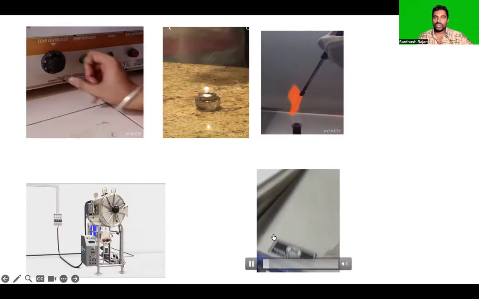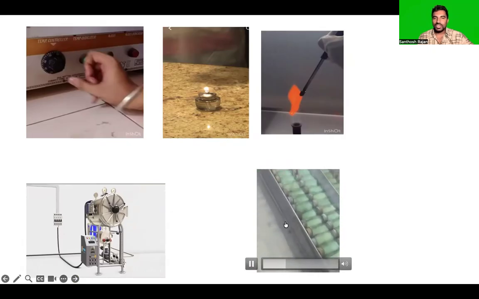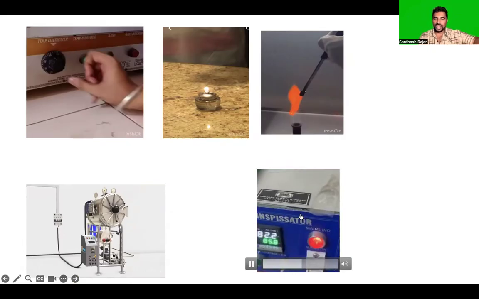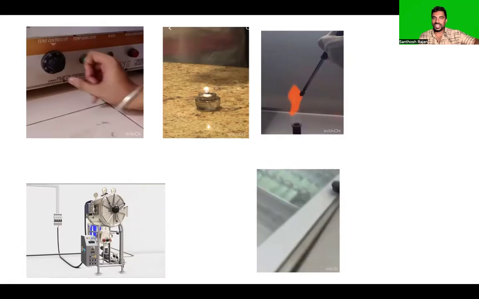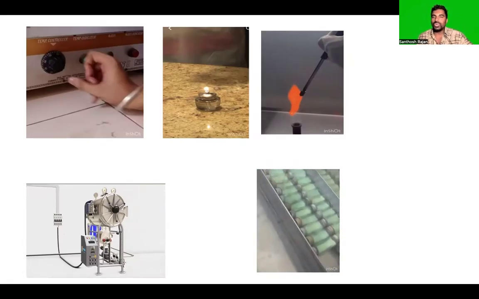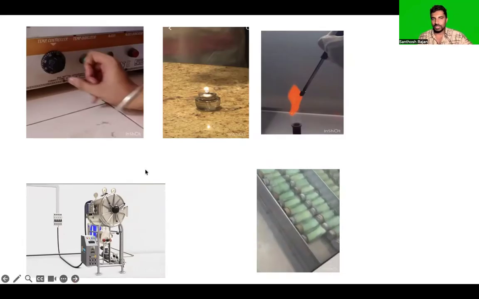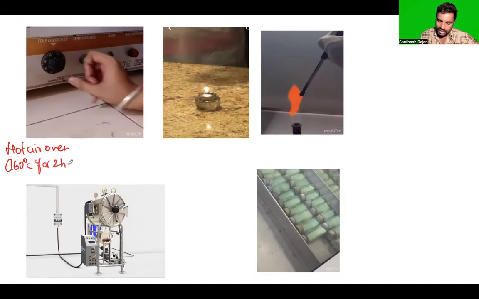And this one, it's already mentioned, inspissator, but also you see when something is placed in a sliding way, not straight, but in a sliding way like this, that's a clue for inspissation or tyndallization methods. So now what is important here? We will see. So first one, when this image comes, the first one, that is your hot air oven. Hot air oven means if the temperature is important, 160 degrees Celsius for 2 hours, very characteristic.